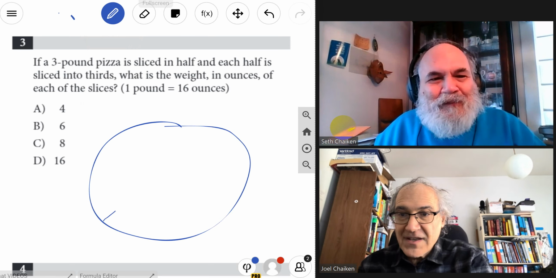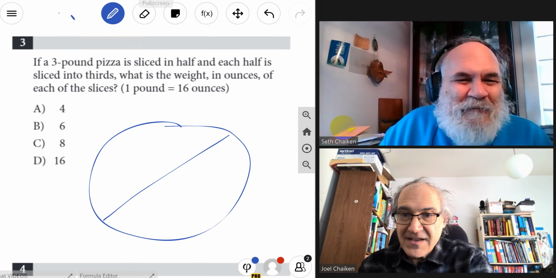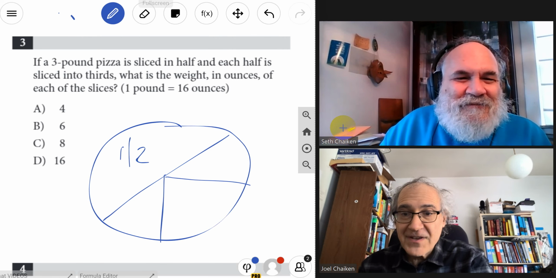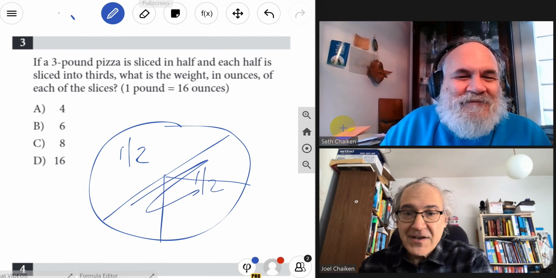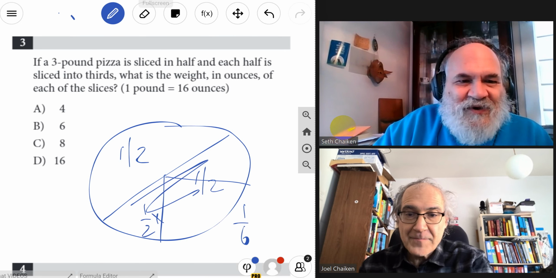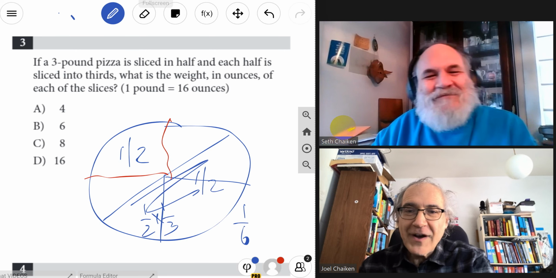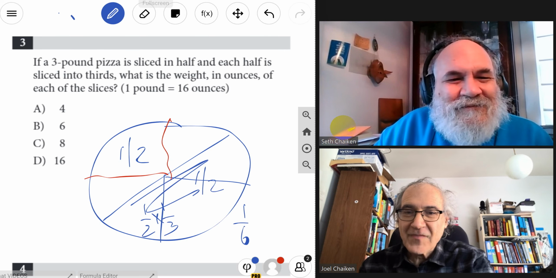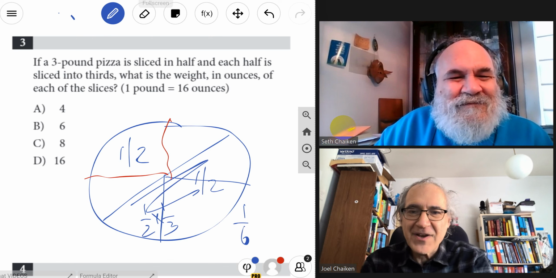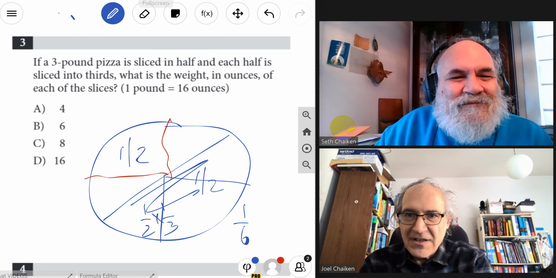It's sliced in half, and each half is sliced into thirds. So this whole thing is half, but each one is sliced in thirds. So each one is 1/6, right? No, we don't care about that one, because each half is sliced. Okay, right, each slice is half. So each slice is cut into thirds.